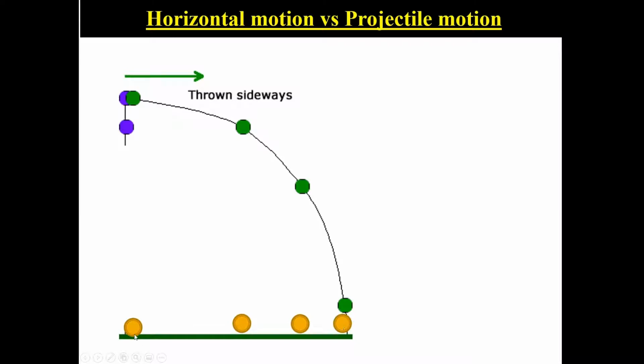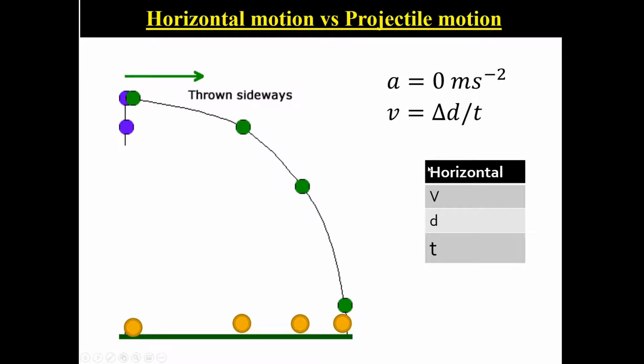Whenever we have an object moving at a constant velocity, as is the case with this ball rolling, we know that the velocity is constant, so there is no acceleration, and therefore the velocity can also be equated from the change in the distance over time. In this case, the horizontal motion can be modeled with only v, d, and t, and this is totally true for projectile motion. Horizontal motion has only these three variables.